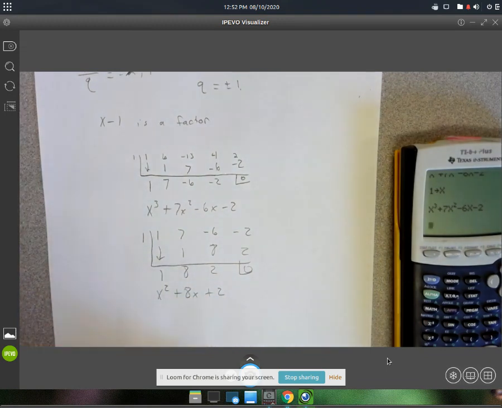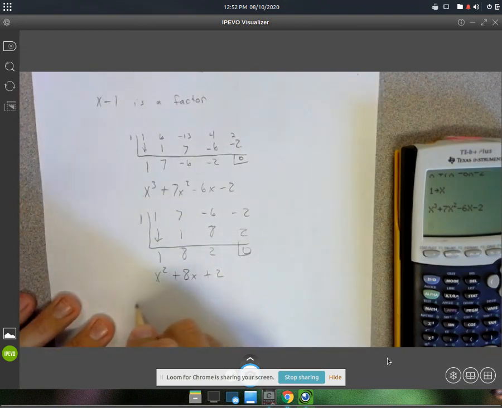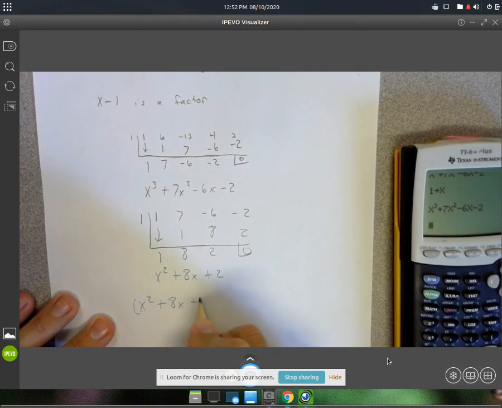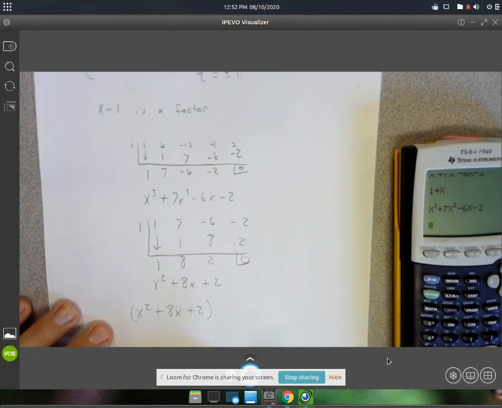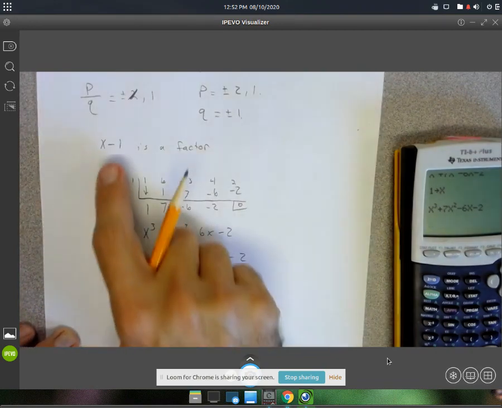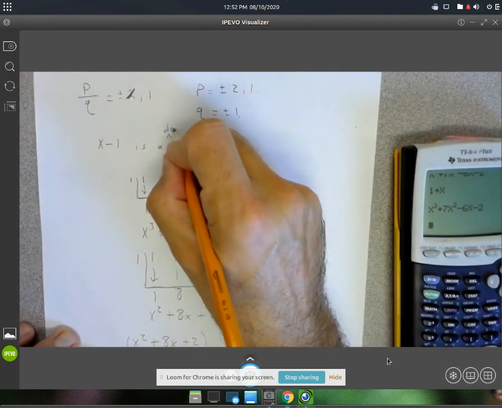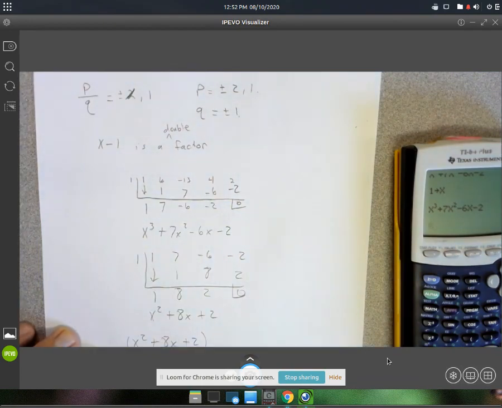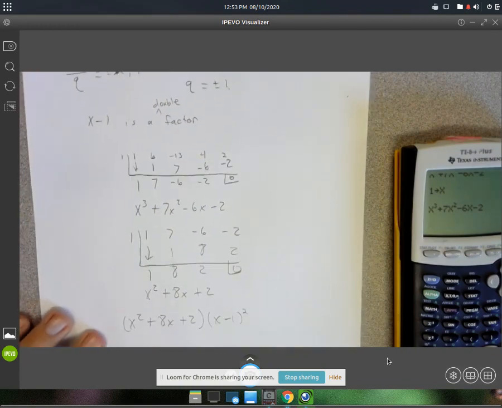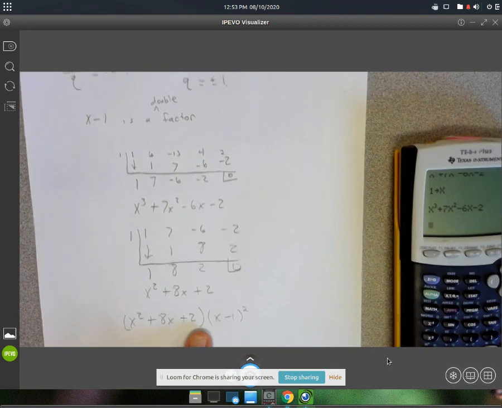Now, as far as your answer goes when you're doing your homework, you would factor it like this. You start with the quadratic. I'm always wanting y'all to start with the quadratic. And then when you're doing these factors, x minus 1 was a double factor in this case, or a repeat factor. Instead of writing x minus 1 and x minus 1 again, I'm wanting you to do x minus 1 to the second power. That's how you would write your final answer in your homework.